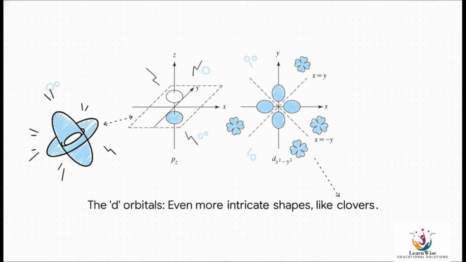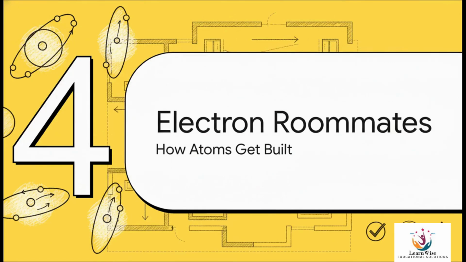And as we go higher in energy, we get to the d orbitals, and the shapes just become even more complex and beautiful. You start seeing things that look like 4-leaf clovers, and even a dumbbell with a donut around the middle. These aren't just abstract drawings. These are the fundamental shapes that decide how atoms bond together to make molecules, and, well, everything.